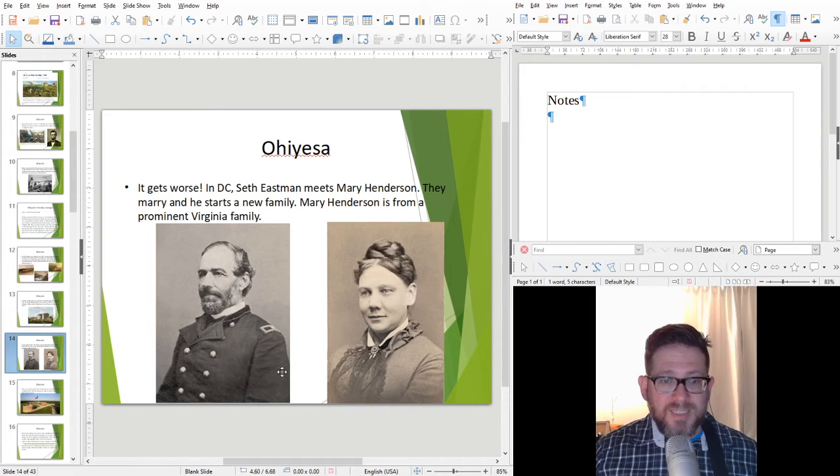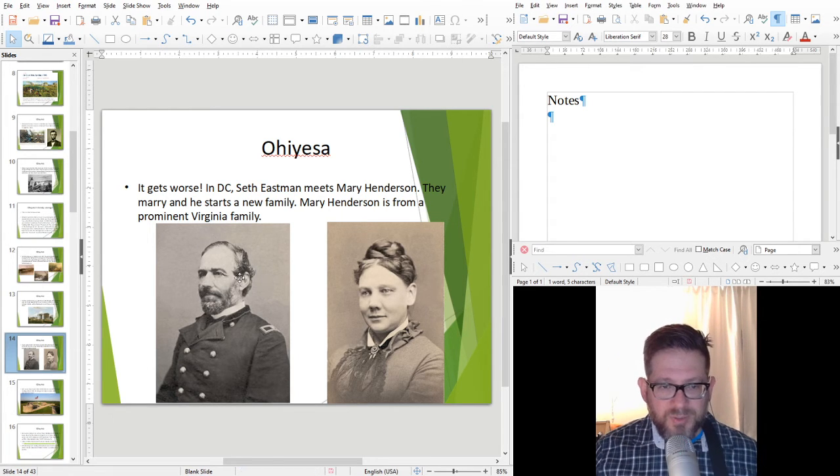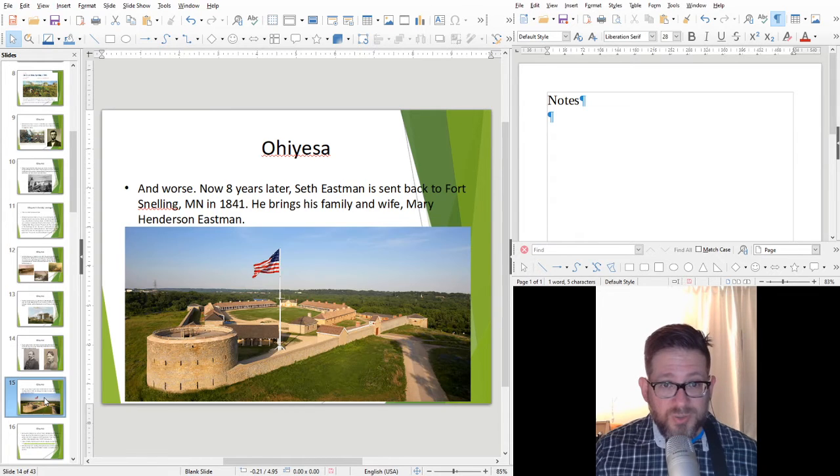Okay, while back in D.C., he meets someone new, Mary Henderson, and they I guess fall in love. Here's a picture of Eastman and Mary Henderson. She's from Virginia. She's from a wealthy family. They have big sort of estates down in Virginia, and they start a new life here. They actually have children. So that's kind of bad. Just goes off, leaves his first wife, and now he has a new one, new children. But it actually gets worse. The story gets worse.